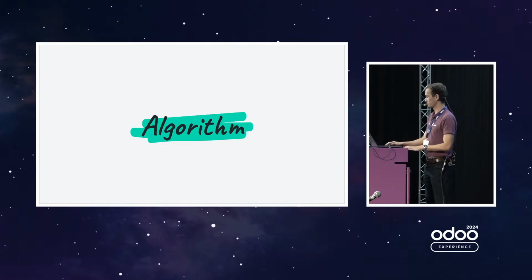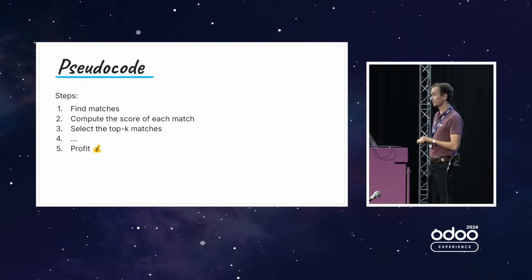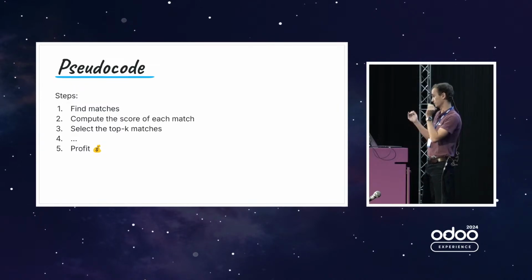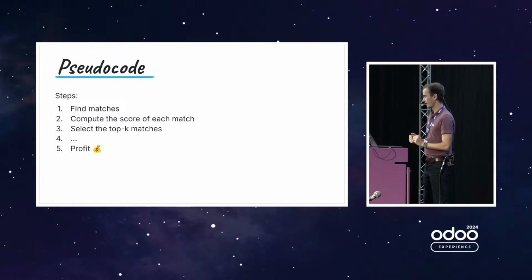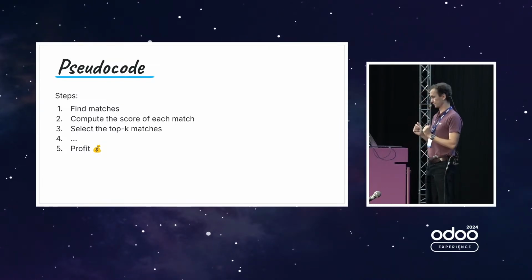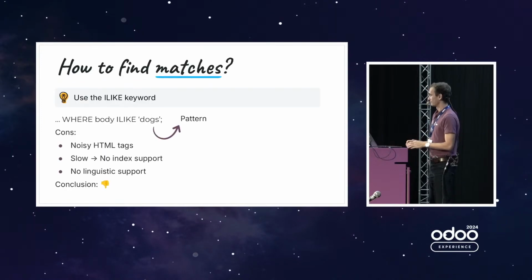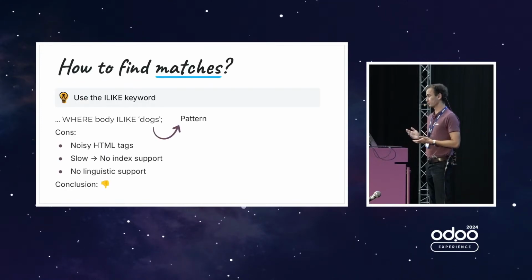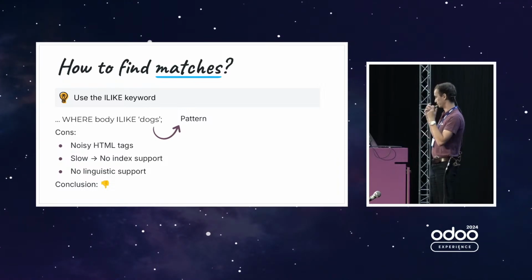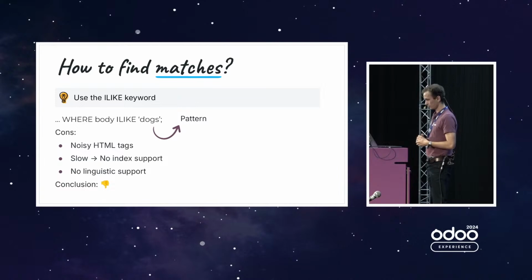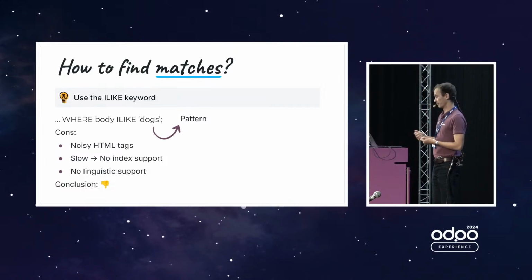So now we'll talk a little bit about the algorithm. The pseudocode is actually really simple. We just find a few matches, then we compute the score of each match, and we select the top K results. And then that's it. Very simple, right? To do that, you can use PostgreSQL, the ILIKE keyword, to search a text into another. So you just have to provide a pattern, and it will find all potential matches.